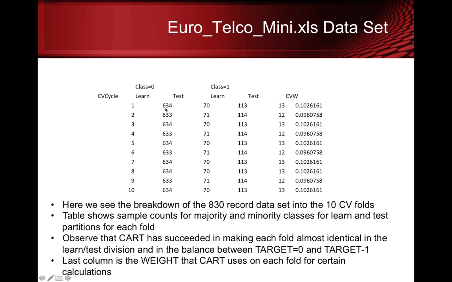If you add up these two numbers, 634 and 113, you get 747, and you will see that when you go to the next row, 633 and 114, or 634 and 113, we're always ending up with the exact same number of records in the training data, and we're also ending up with the exact same number of records in the test data. It's always going to be either 70 and 13 or 71 and 12. It doesn't have to be that way, but we're trying to work it out that way. So this is an example of how the data might be divided up into the tenfolds.